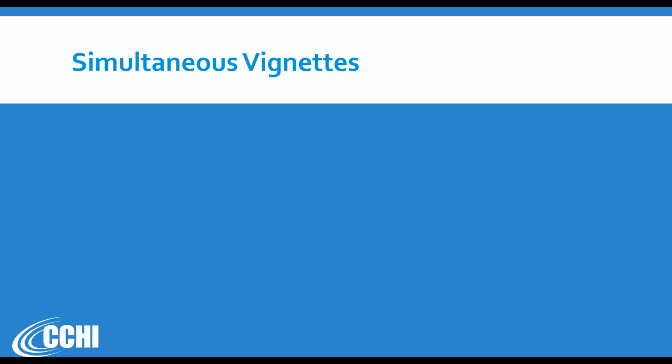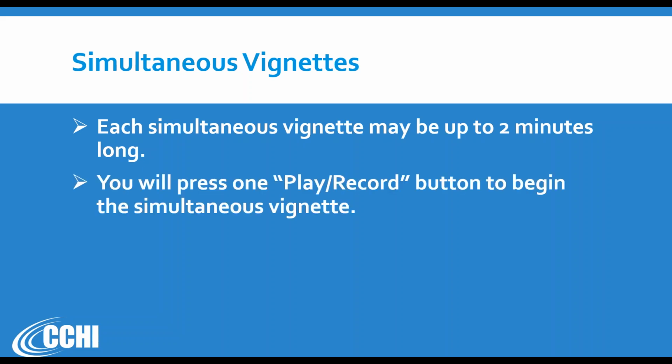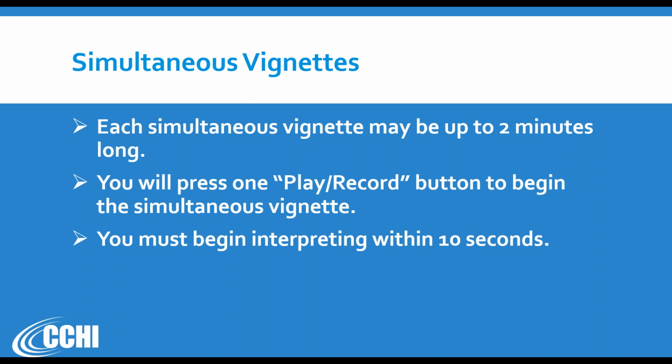Now, the second type of items are simultaneous. There are two. Each vignette is no longer than 2 minutes. In fact, they're roughly around 1.5 minutes. They're very short. And here you'll press one button, play button, and that performs the recording at the same time. And you need to begin interpreting, I would say, within 10 seconds. You can start interpreting right away, but usually you really need to hear at least a couple of units of meaning so you can start the sentence correctly in your language.